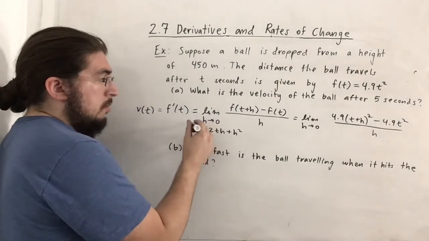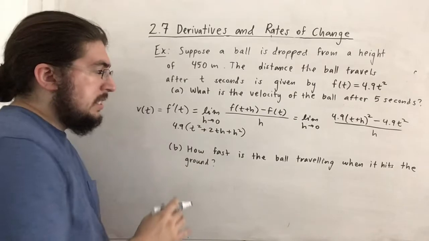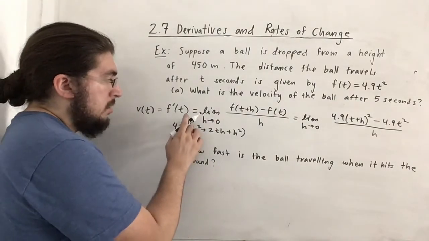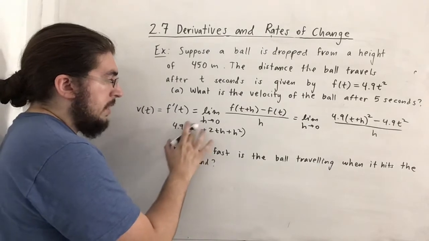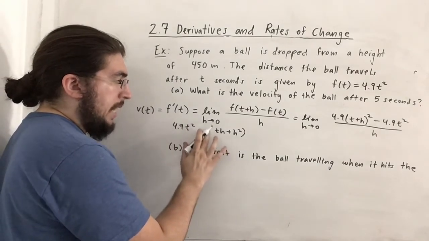And this is all multiplied, notice, by 4.9. So I'm actually going to save us a little bit of time here, and I'm going to distribute that at the same time. So multiplying this by 4.9 is 4.9 t squared. Multiplying this by 4.9 is 9.8 th.